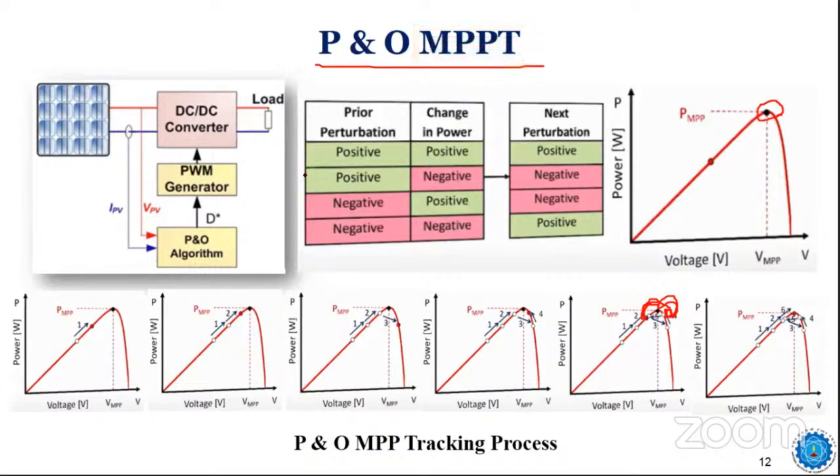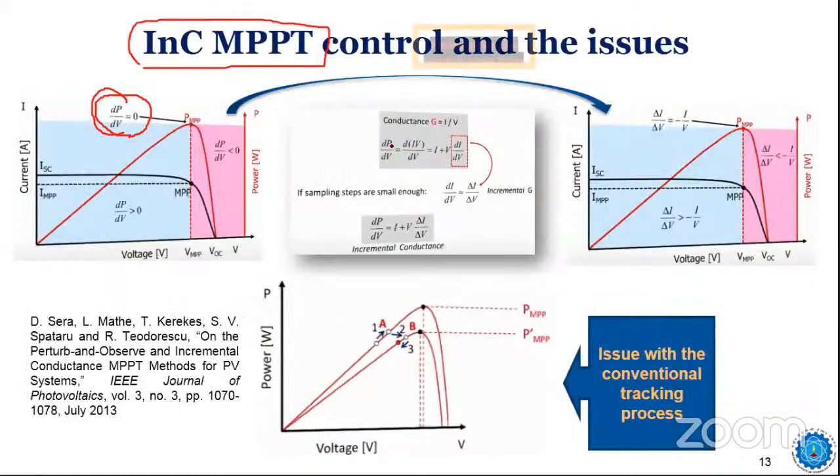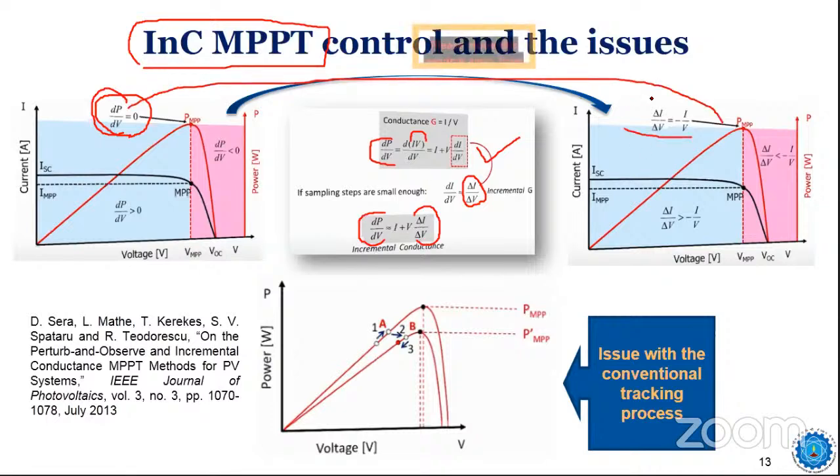If we try to break down this dP by dV, it can be represented in this way, where power is I into V, and if you take the derivative, you can express it in this way, where this dI by dV term is the conductance. That is, del I by del V is nothing but the conductance. So dP by dV is directly proportional to this del I by del V, right? So we can write this thing as del I by del V equals minus I by V, because you try to understand this here.